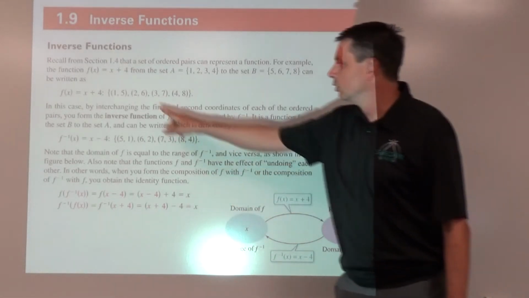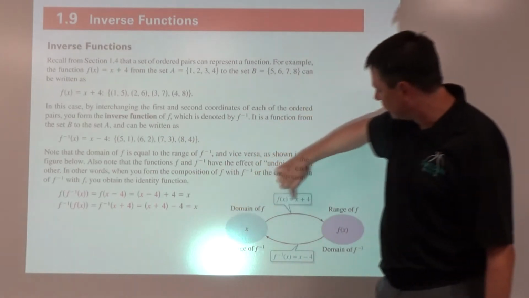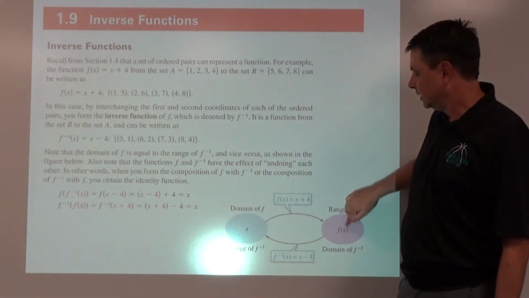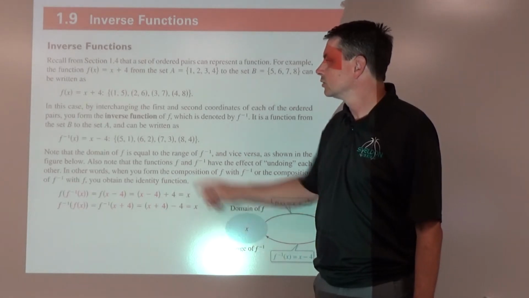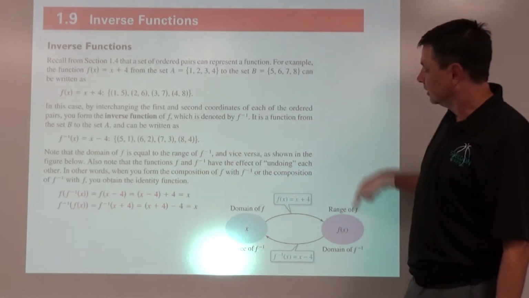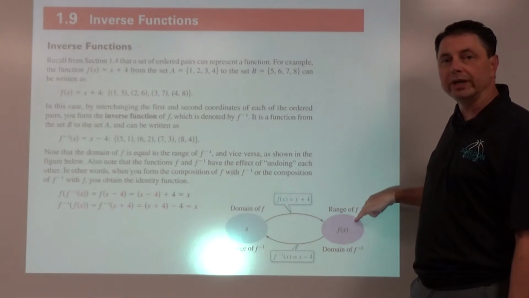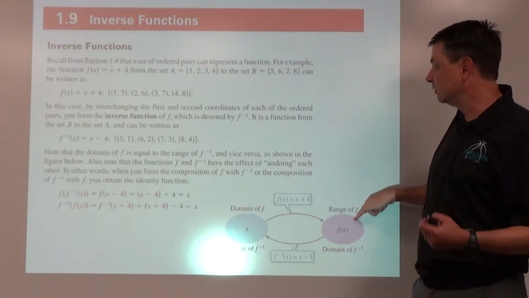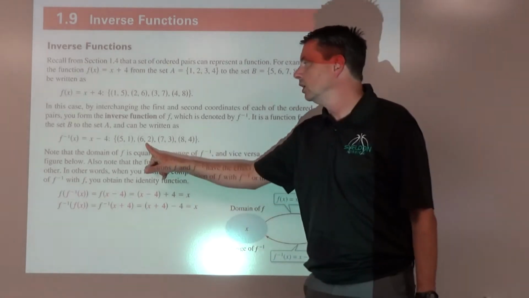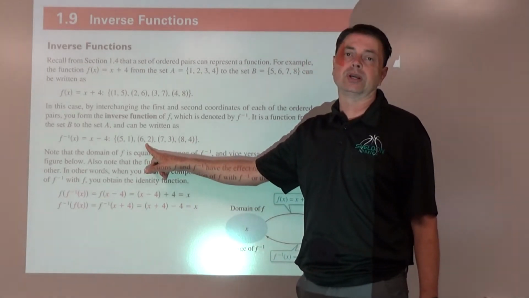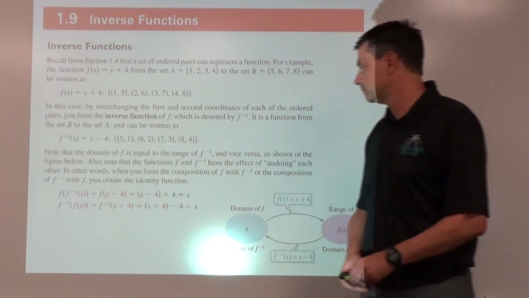So for example, 2, we would add 4 and get 6. Subtract 4 and it takes us right back to 2. So 2 comma 6 is a point represented by the function f, whereas starting at 6 and getting back to 2 is representative of a point of the inverse function.